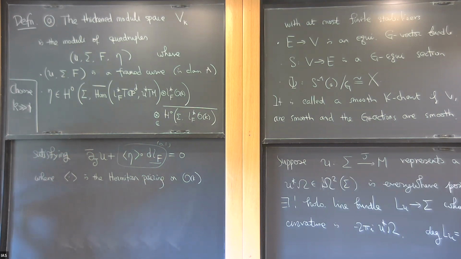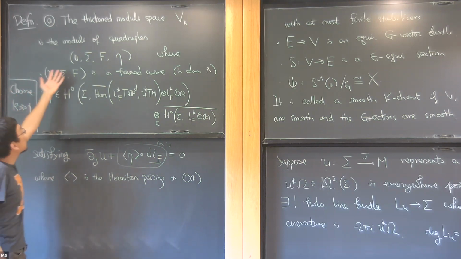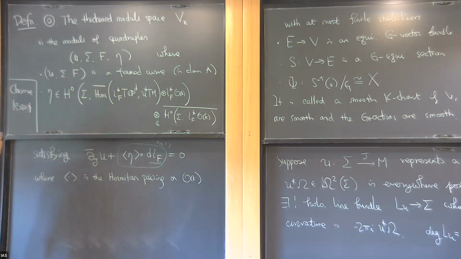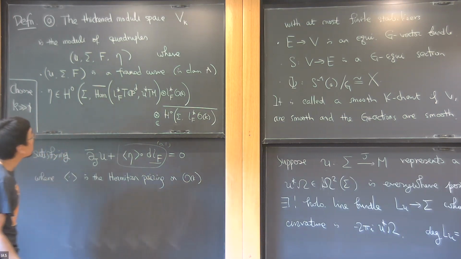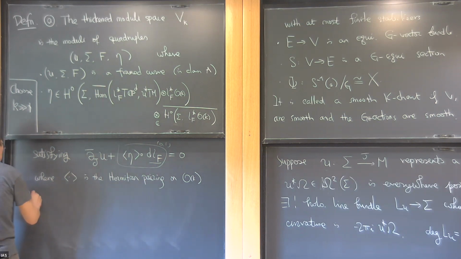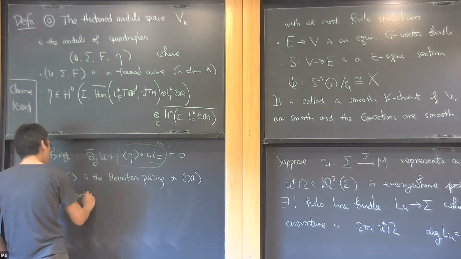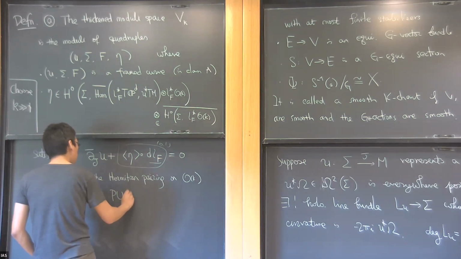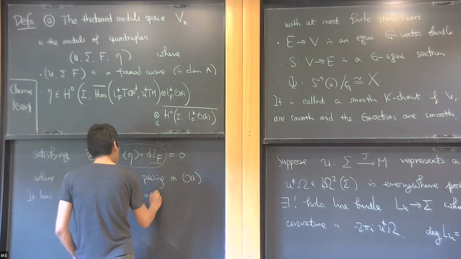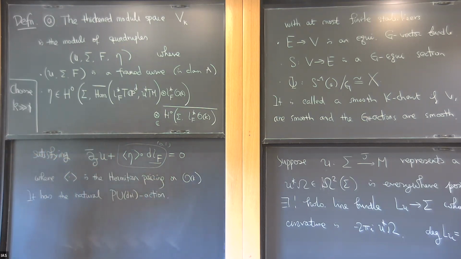So this is a set which is described by the moduli space of these quadruples, modulo some natural equivalence relation. And there is also the action by PU(D+1). This is just the action induced from the action on the projective space.